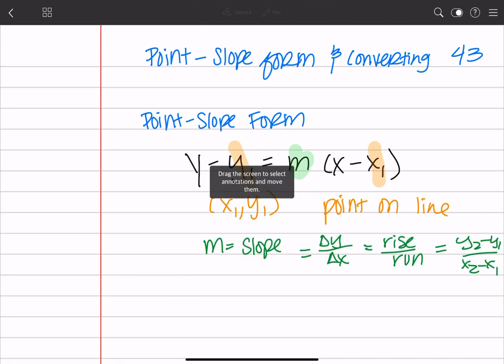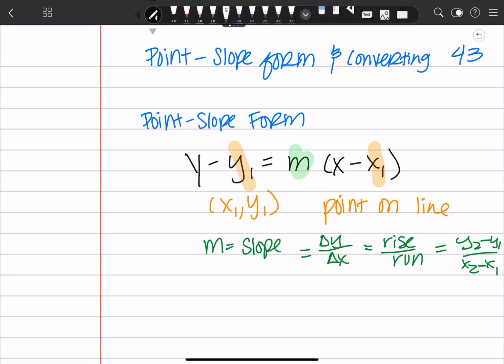All right. So you also want to make a note, if you always forget, you're going to flip the signs of your x and y values.